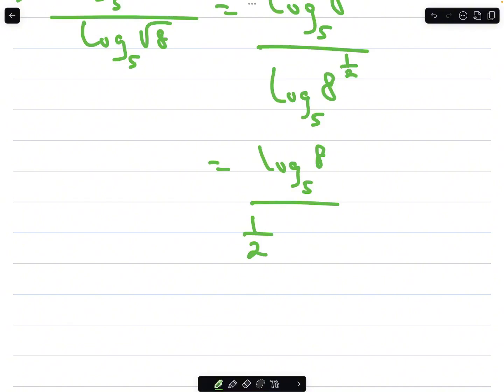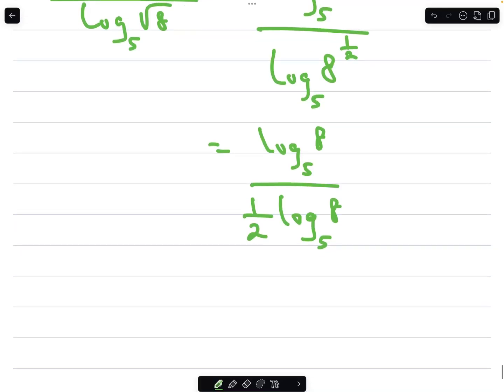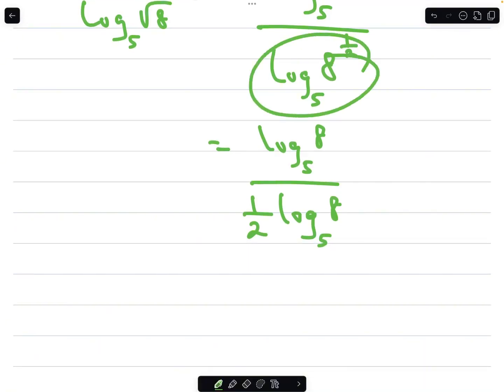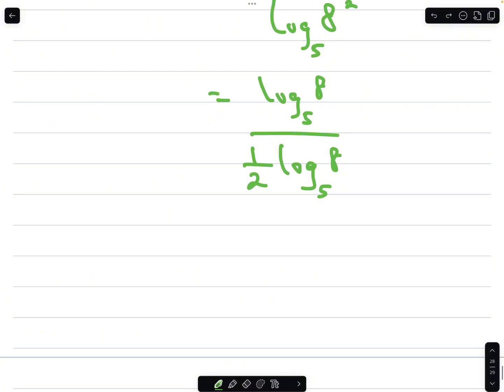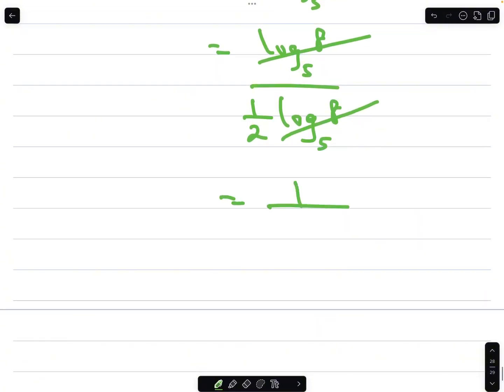Now that simply means log 8 base 5 over log 8 raised to the power half base 5 is the same as half log 8 base 5. Do you know? Yes. If you want to write it this way, you make this half the power of 8. Exactly. So what happens? Log 8 base 5 here 1, log 8 base 5 here 1. And the answer is what? 1 over 2.